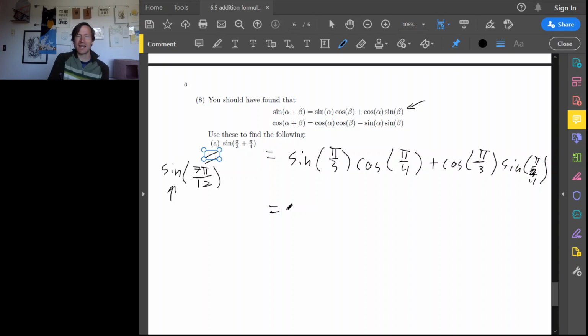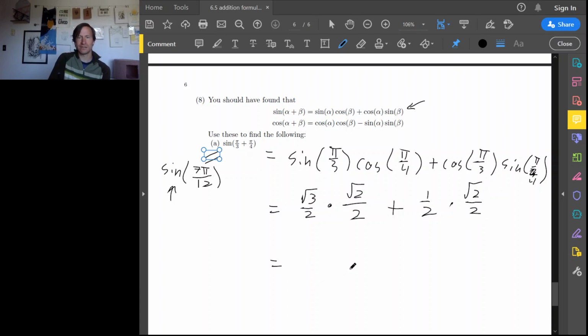Okay. And now all of these individual sines and cosines we know because they're all nice angles. So sine of pi over 3 is root 3 over 2. Cosine of pi over 4 is root 2 over 2. Cosine of pi over 3 is half. Sine of pi over 4 is root 2 over 2.